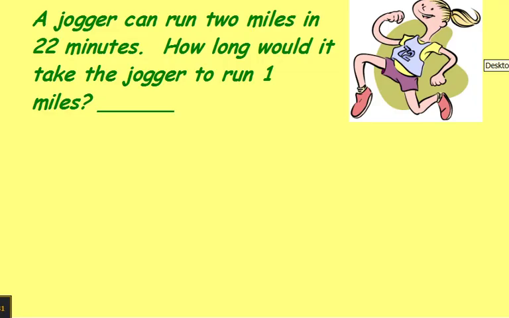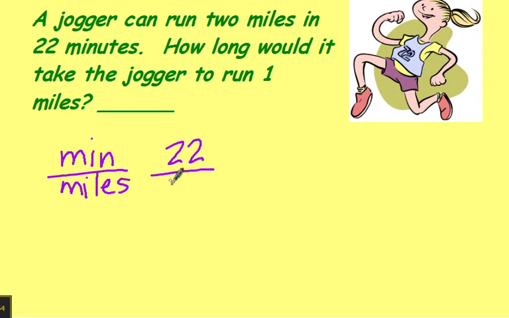A jogger can run 2 miles in 22 minutes. How long would it take the jogger to run 1 mile? So you want to start with words first. We are comparing minutes and miles. We know right now that it takes 22 minutes to run 2 miles. And we get that out of our question.